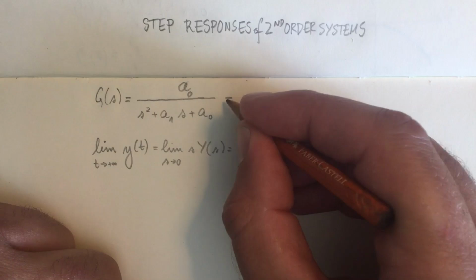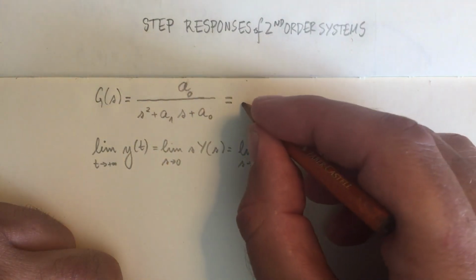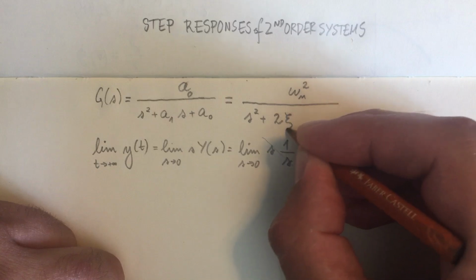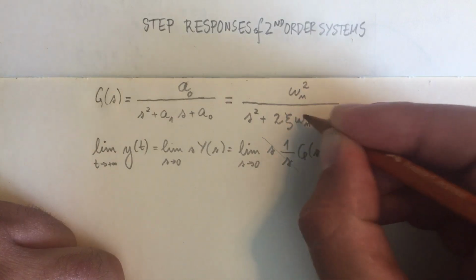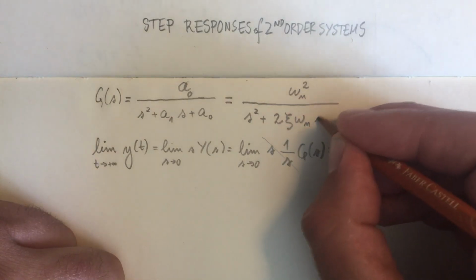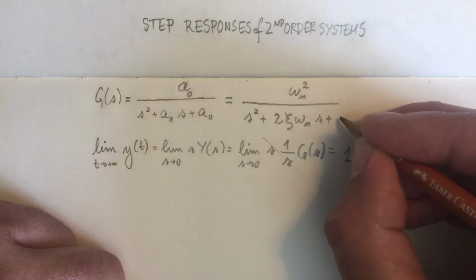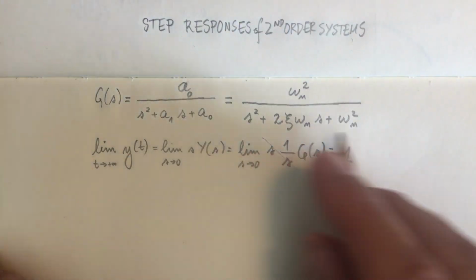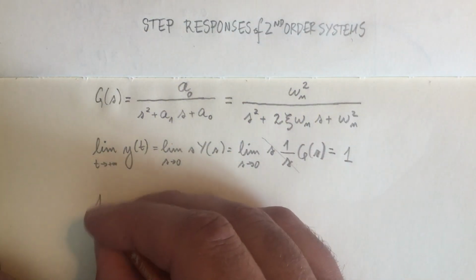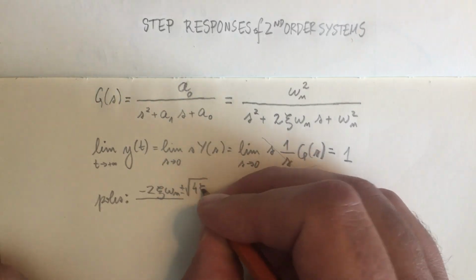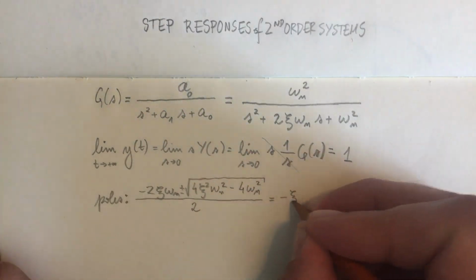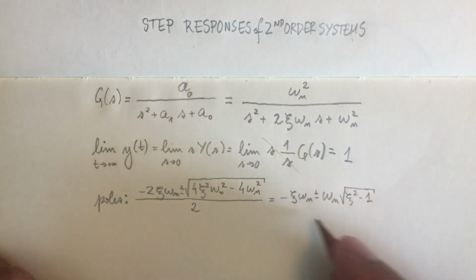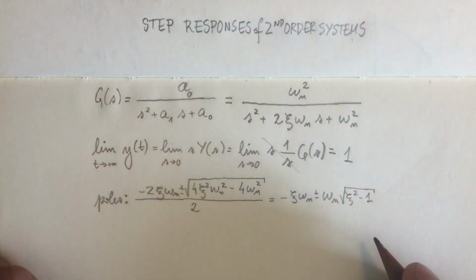It is convenient to rewrite this transfer function like this. Omega n is called the natural frequency. Xi is called the damping coefficient. The poles are given by this, and we see that they can be real or complex.